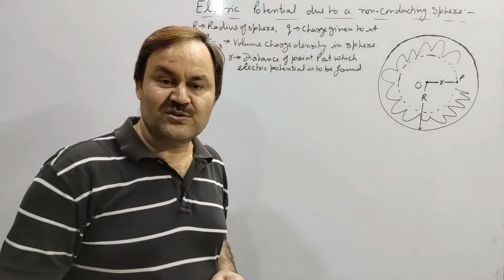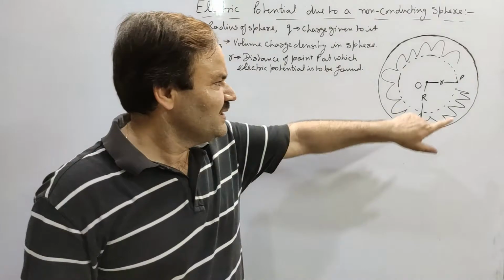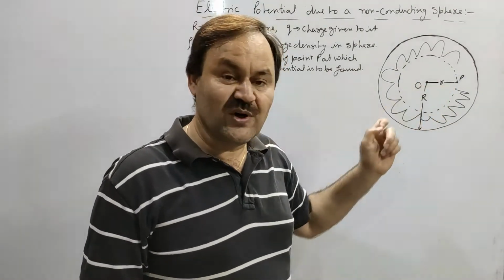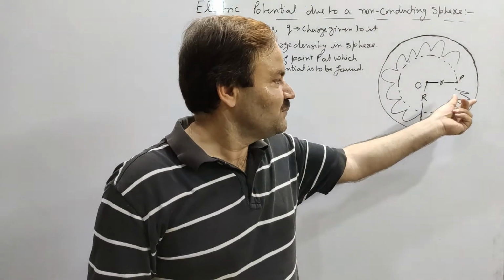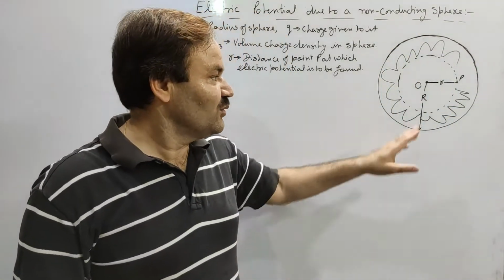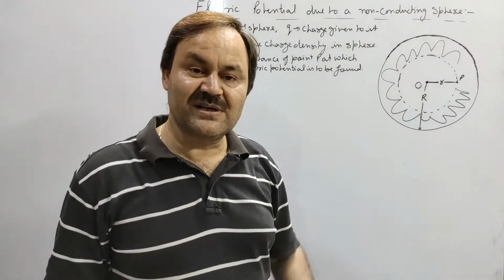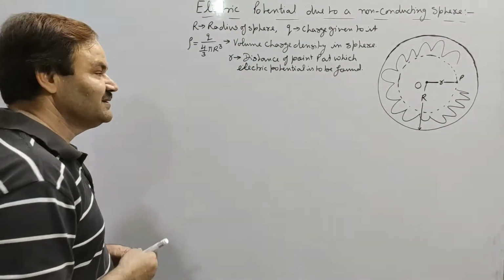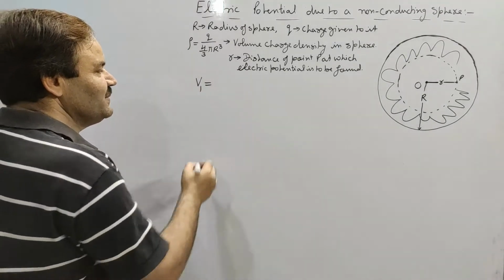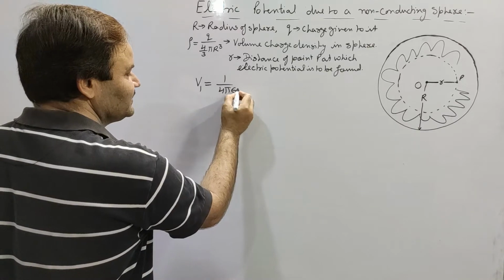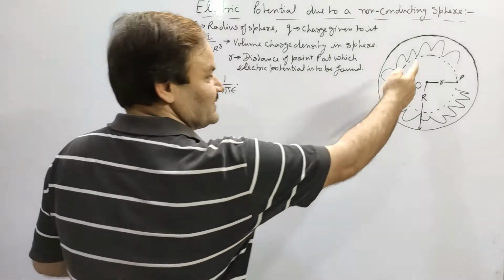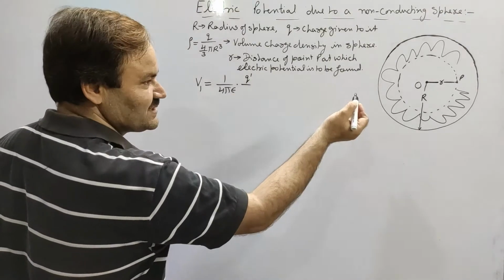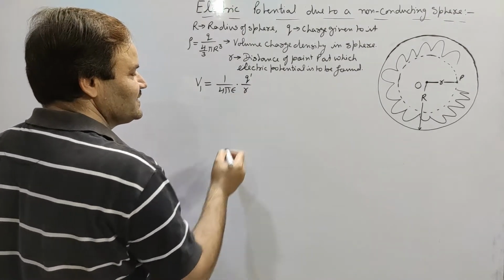capital R. So electric potential at point P will be the electric potential due to this central spherical region of radius small r plus the electric potential due to this annular region of internal radius r and external radius capital R. If the electric potential at P due to the central spherical region is V1, then V1 will be 1 over 4 pi epsilon times the charge possessed by this central region, say Q dash, divided by the distance of point P from the center, and that distance is r.